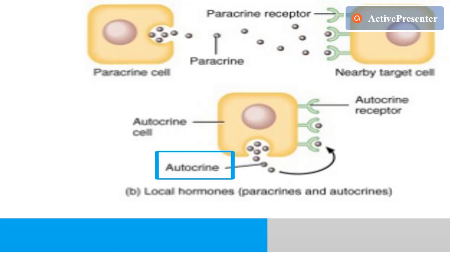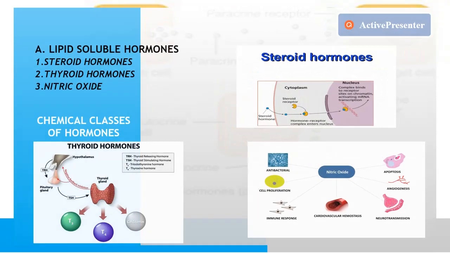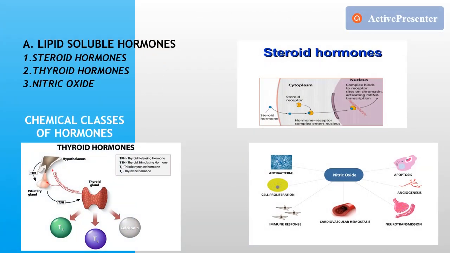So now we'll learn about the chemical classes of hormones. Chemically, hormones can be divided into two broad classes. Those that are soluble in lipids and those that are soluble in water. This chemical classification is also useful functionally because the two classes exert their effects differently.